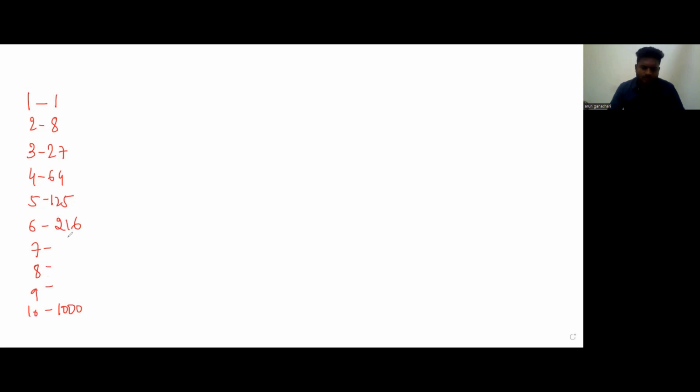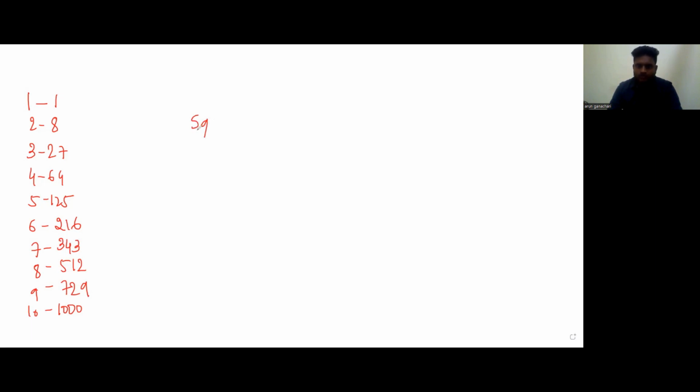What is 7 cube? 343. What is 8 cube? 512. What is 9 cube? 9 cube is 729. Okay. Now look at the unit digits. Here it is very easy. With the unit digit concept, finding the cube root is also very easy.